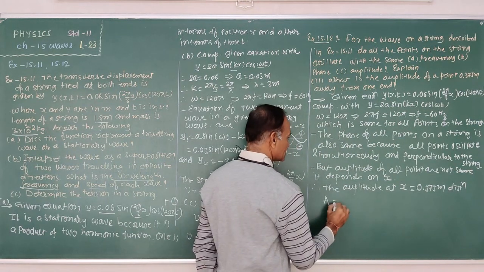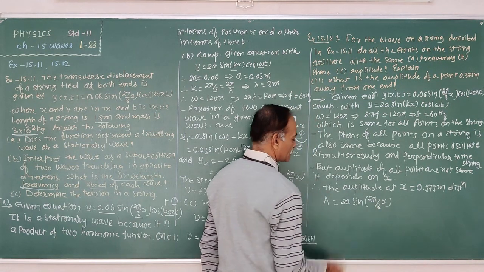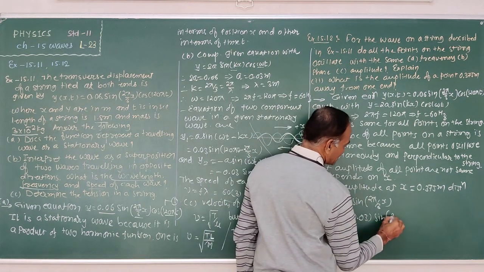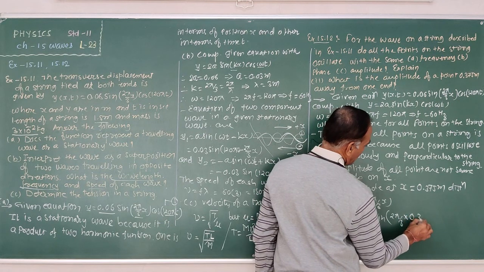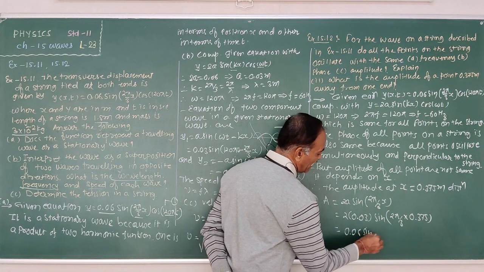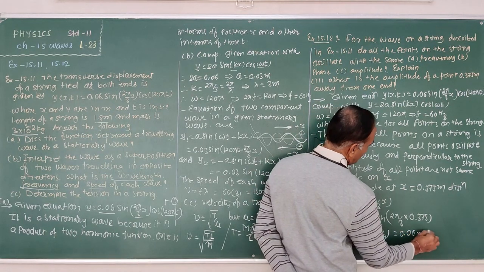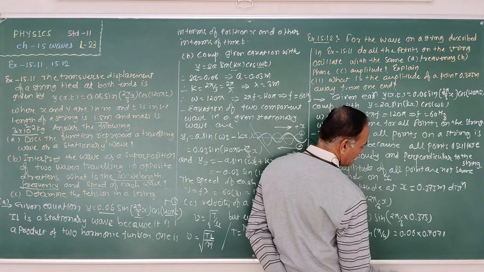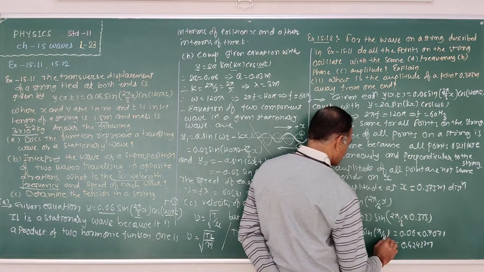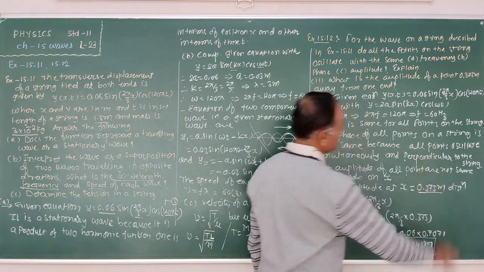A is 2a sine (2 pi by 3 x). Therefore, 2a is equal to 0.06 sine (2 pi by 3 x), x is equal to 0.375. That is 0.06 sine (pi by 2)... therefore, 0.06 into 0.7071. Therefore, 0.4243 meter. That is the amplitude of the oscillation at a point located at 0.375 meter distance from one end.